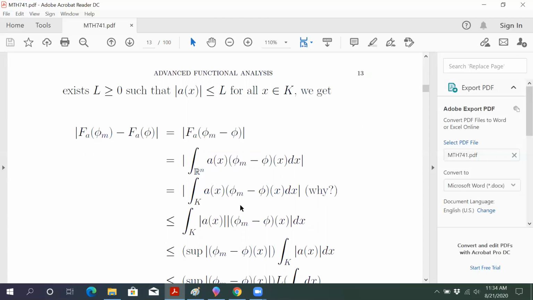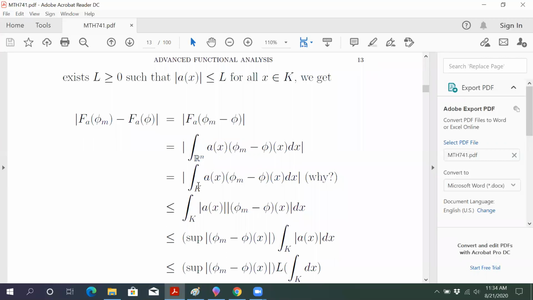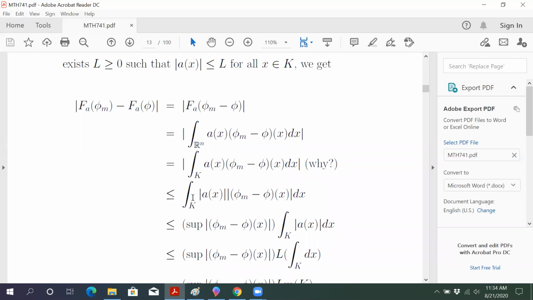So equal this. Now, from here to here, we are using the property of integrals: the absolute value of integral is less than the integral of absolute value. So this is less than or equal to integral on K, the absolute value comes inside, of the absolute value of A(x) times the absolute value of Pm minus Phi at x. And look at this. This is less than this.